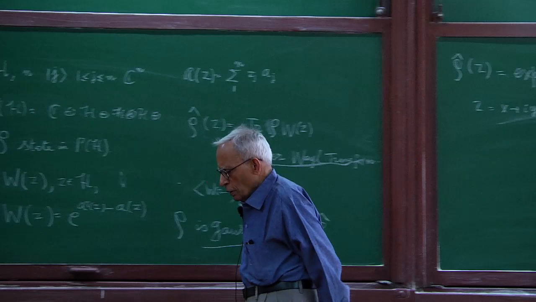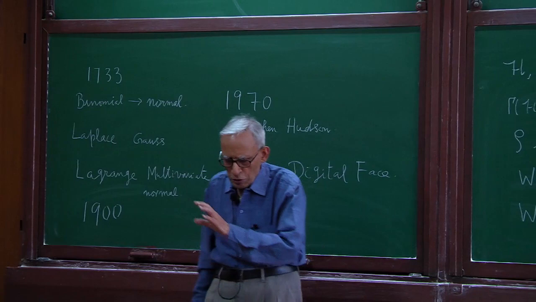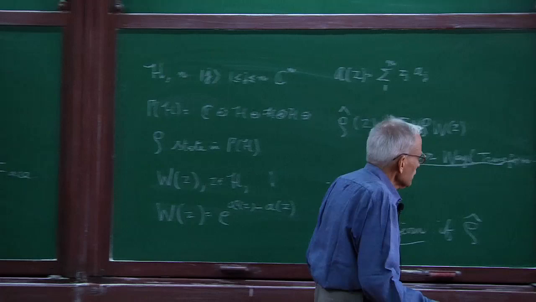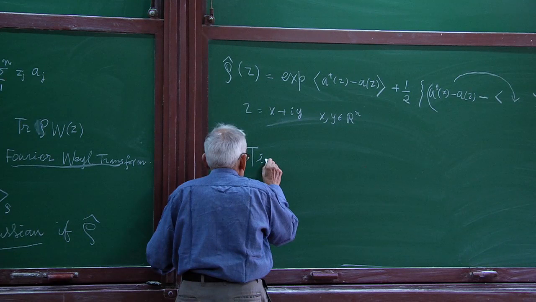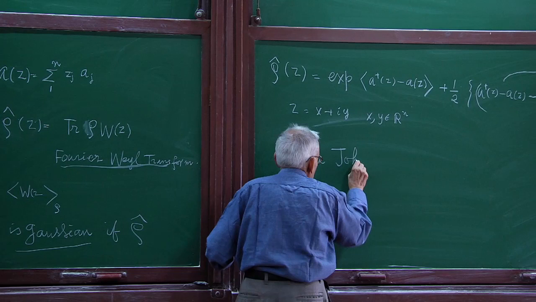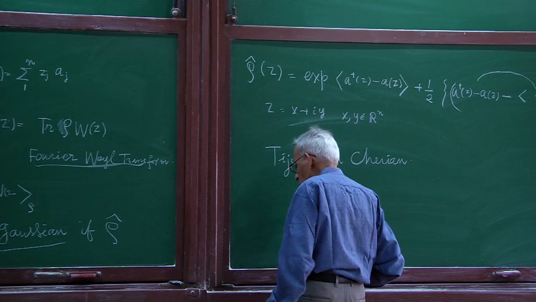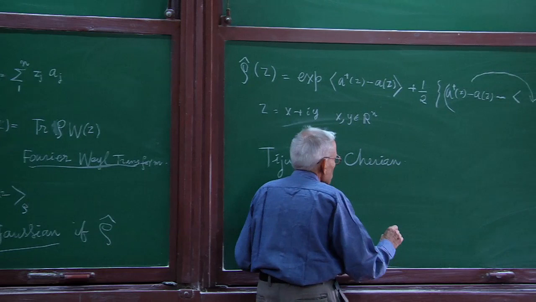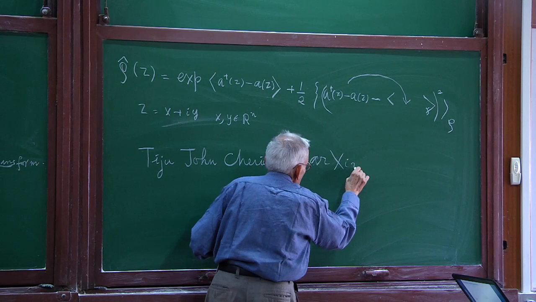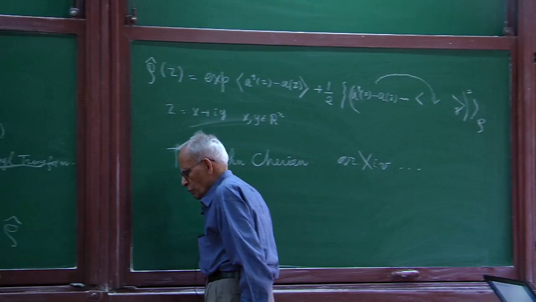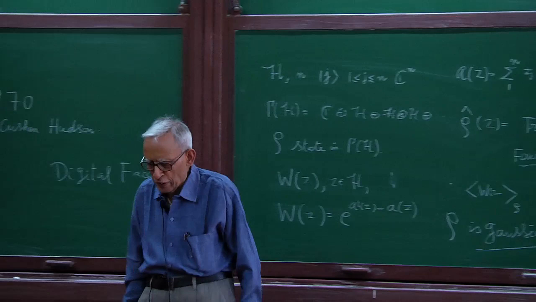And there is a summary of all this in the recent preprint which Tiju and I prepared. I did not write the names, so some people may miss them. I am happy to have worked with the assistance of Tiju, John, Cherian, who is here. And for reference, there is a recent archive number which I do not remember. It is available in the archive. In fact, I should have put it in that slide, it did not occur to my head.